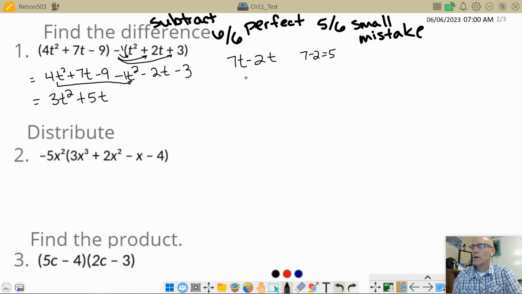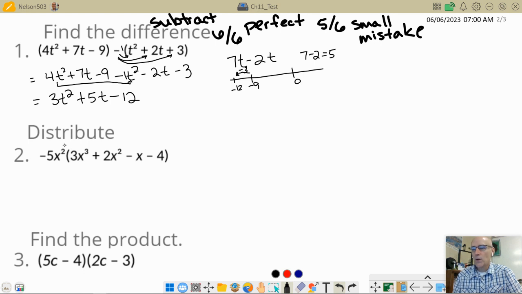So -9, if you're looking at a number line, I don't mean to insult anybody's intelligence, but -9, and we go 3 more in that direction, right? So I'm subtracting 3 from -9, and I go over here to -12. So that's why we get -12. All right, that's how you do number one.